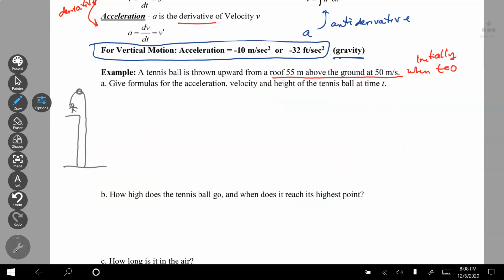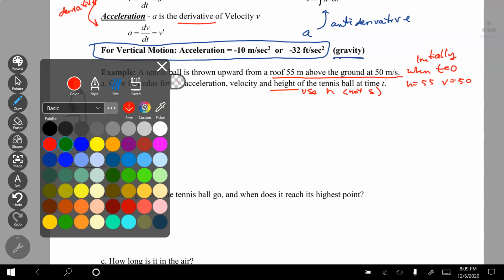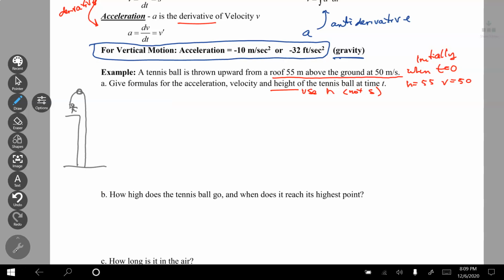So I have the example of a tennis ball being thrown upward from a roof, with the roof at 55 meters and the initial velocity at 50 meters per second. So my initial height is equal to 55, and my initial velocity is equal to 50. Because I'm using height, I'm going to use h instead of s for displacement. The one thing I do know is that my acceleration on this tennis ball is just gravity, and I'm doing metric, so that is equal to negative 10.